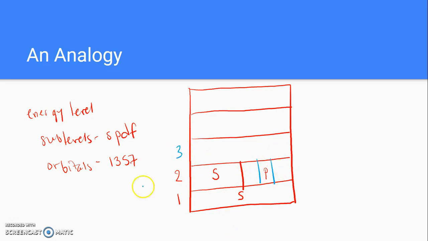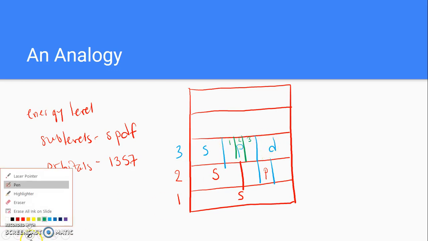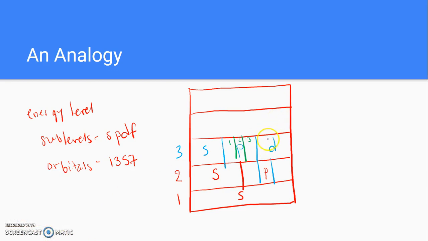Now the third energy level, well, it's got the S and it's got the P, but it also has the D. We'll divide it in blue this time. So now the S still has 1 bedroom. The P has 3 bedrooms. You can see 1, 2, 3. And the D happens to have 5. 5 bedrooms, mind you. I don't know if I'll get them all in here. So 1, 2, 3, 4, 5. Stay tuned for the rest of this.